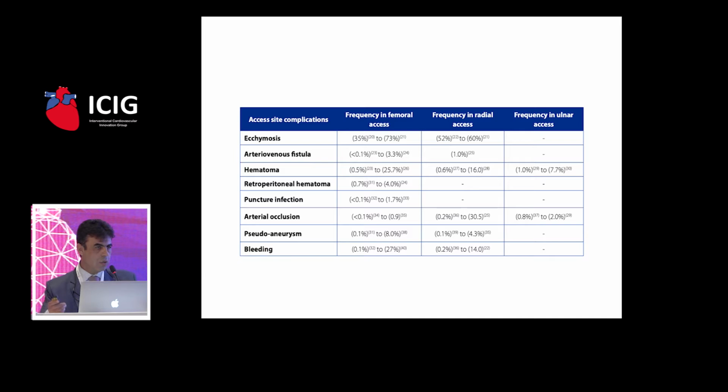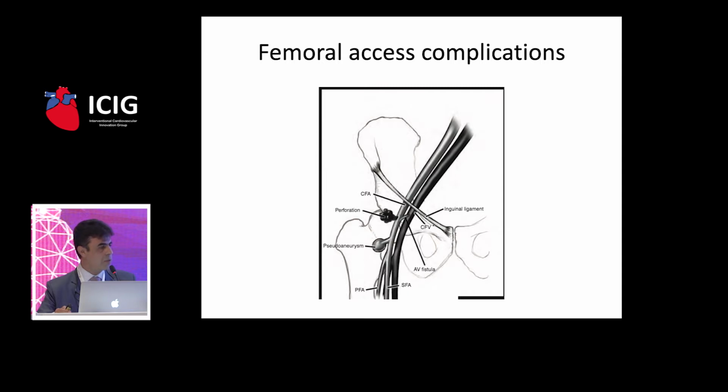So a quick look at this comprehensive slide of the femoral access, the radial access, and the ulnar access to a lesser degree would tell us the different percentages of possible complications for these access problems. However, let's take it one by one. So we go first with the femoral access complications.